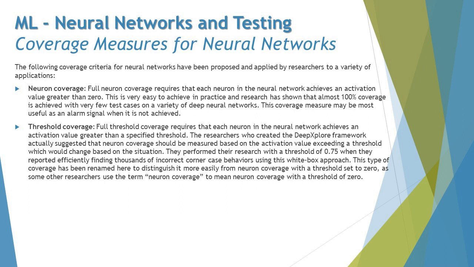This type of coverage has been renamed here to distinguish it more easily from neuron coverage with a threshold set to zero, as some other researchers use the term neuron coverage to mean neuron coverage with threshold of zero. So you certainly have threshold coverage, or it can even be named neuron coverage. This was more towards the preciseness that anything above zero is acceptable or good, but it might not be something the market is looking at, or something satisfactory that gives you confidence in what exactly you wanted to achieve.